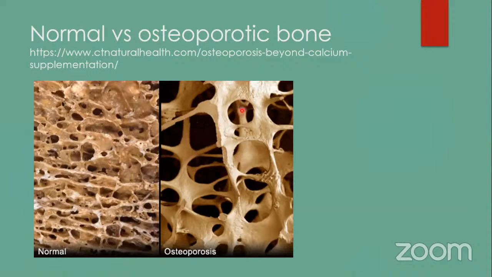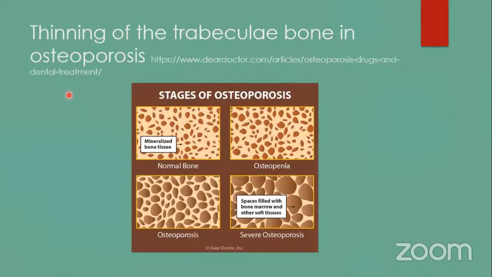So the marrow spaces are quite huge. If such a patient falls, they can easily sustain a fracture. So this bone is very porous. Those are the stages of osteoporosis. So we are having the thinning of the trabecular bone.